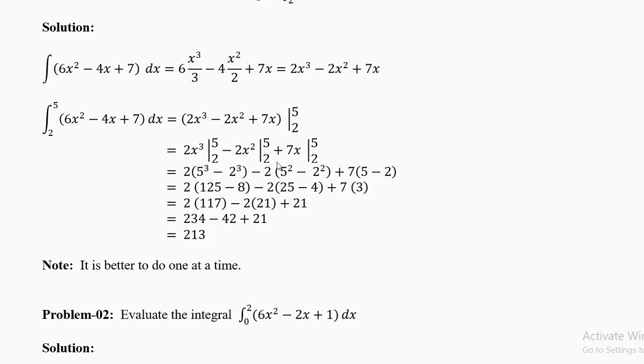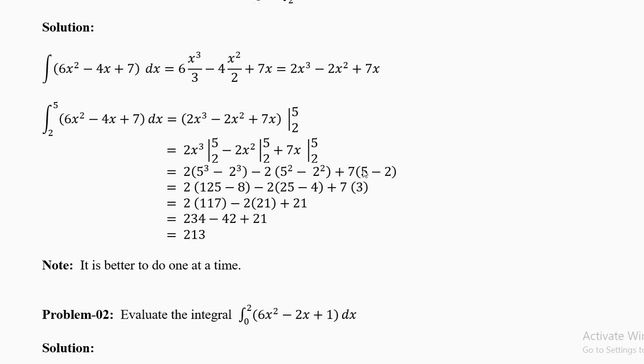Now put the numbers. You can put all numbers together or you can put one at a time. I normally do it one at a time. 2x cube from 2 to 5. Let's take the first one. Take 2 outside the bracket. Inside the bracket you put 5 cube minus 2 cube. You will get 125 minus 8, 117. 2 into 117 is 234. Stop here. We have to get the other two numbers. Now take minus 2 common. Inside the bracket you have x square. So you'll get 5 square minus 2 square, 25 minus 4, which is 21. 2 into 21 is 42. And remember the minus sign. Now the third thing is 7x.